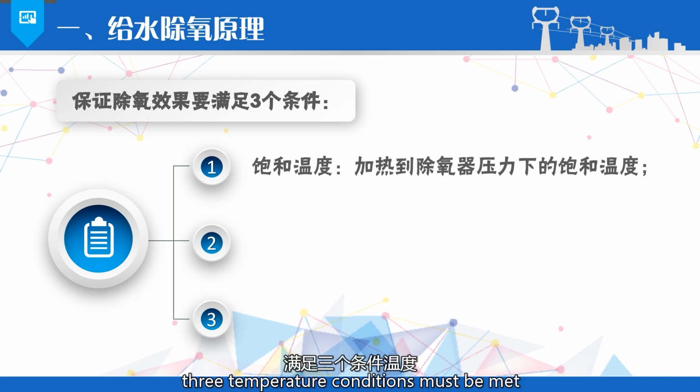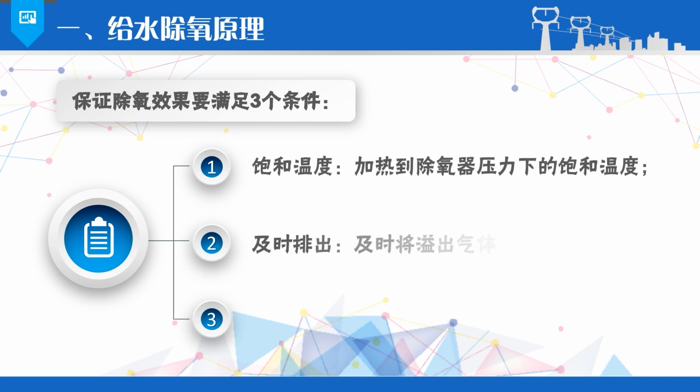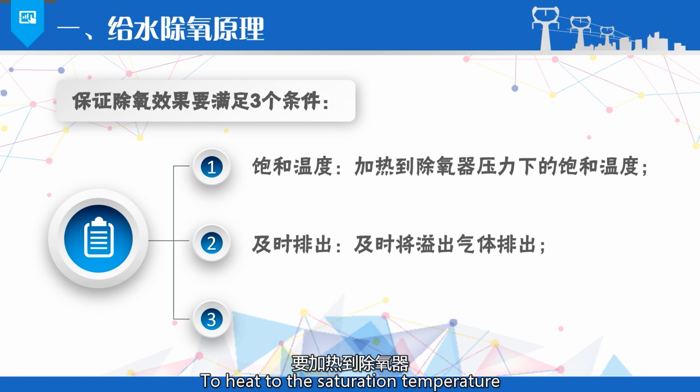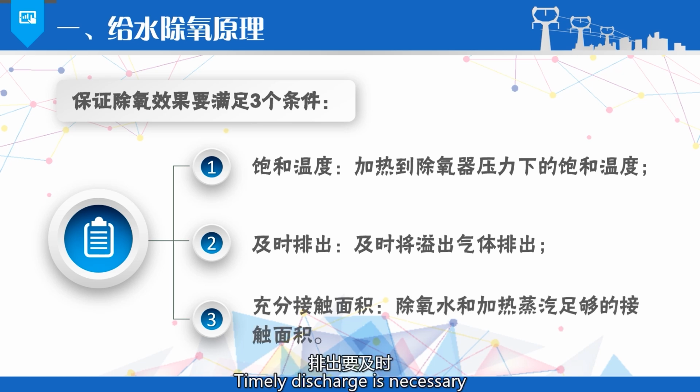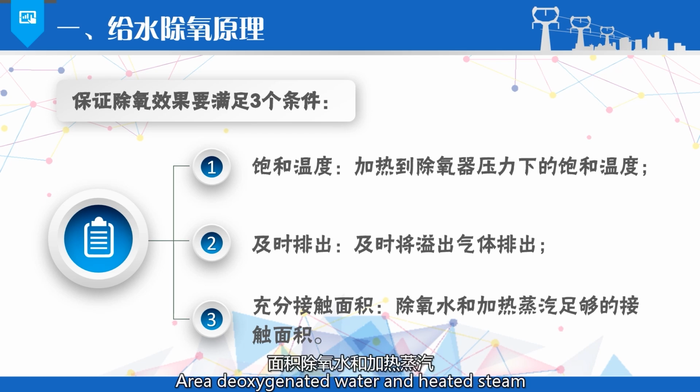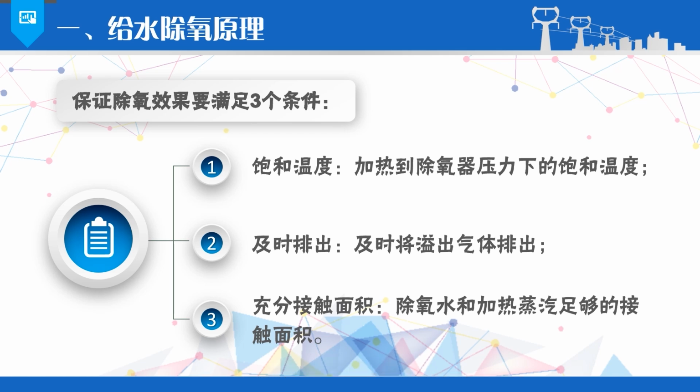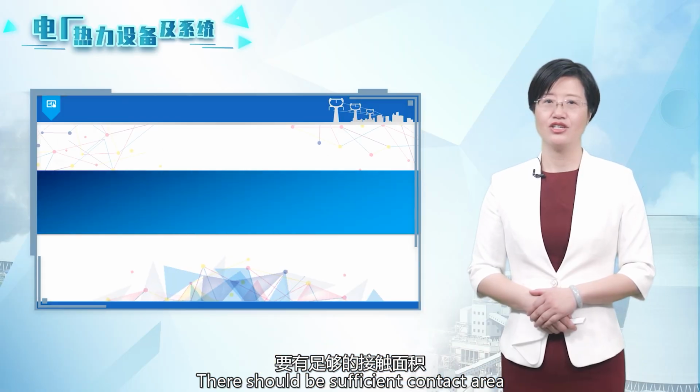Three conditions must be met. The temperature must be heated to the saturation temperature under the pressure of the deaerator. The overflowing gas must be discharged in time. The water to be deoxygenated and the heating steam should have sufficient contact area.